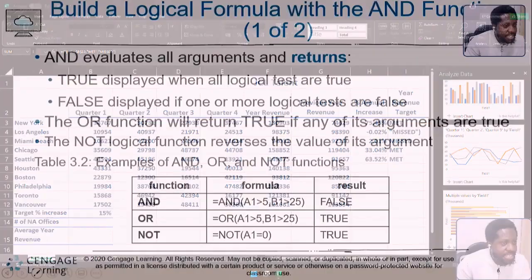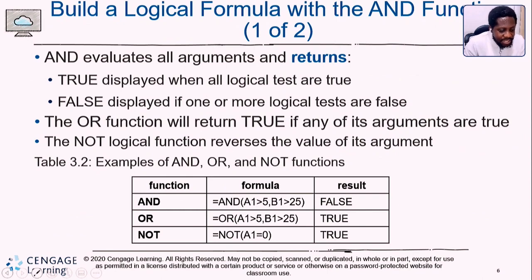We can also look at the AND function. Now the AND function evaluates all arguments and then returns TRUE, by way of display, when all logical tests are true, and it will return FALSE if one or more logical tests are false. So what do we mean by this?